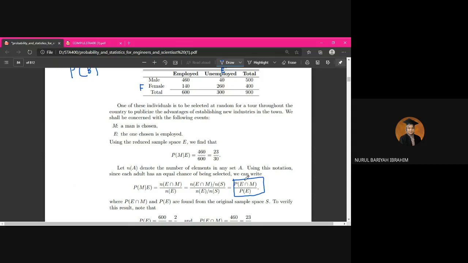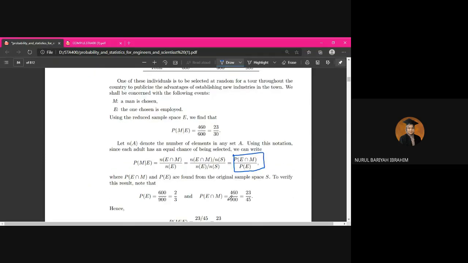So, how to get this? The probability of E intersect M, which is male and employed, is 460. This 460 is the number of adults who are male and employed. But that is only a count, and here we want the probability. So you need to divide by the total population, which is the sample space, 900. So it is 460 over 900 here.